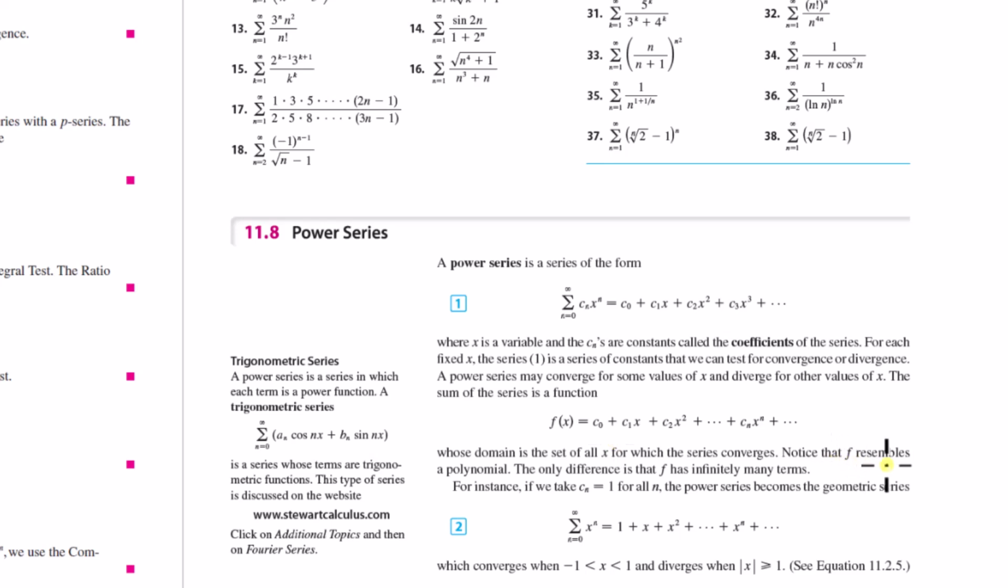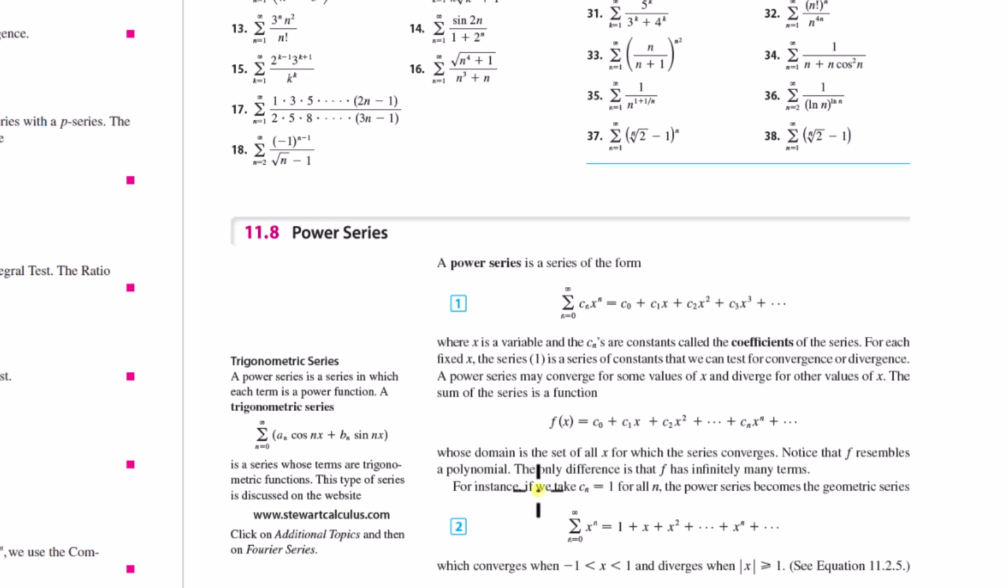Notice that f resembles a polynomial. The only difference is that f has infinitely many terms, right? It's like a polynomial, but with order infinity. Okay, for instance, if we take C sub n equal to 1 for all n, the power series becomes the geometric series. So the vast array of different power series is just what you pick C sub n to be.